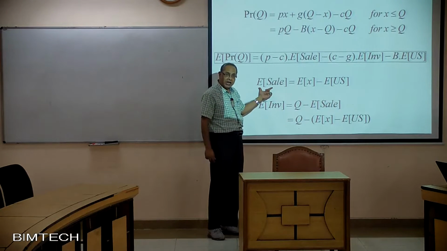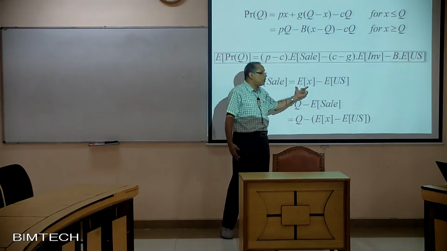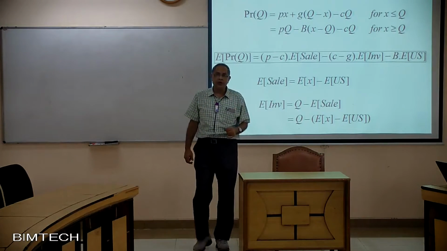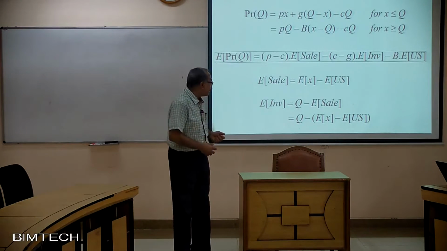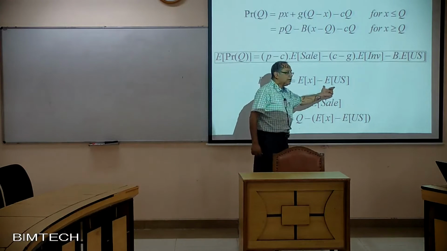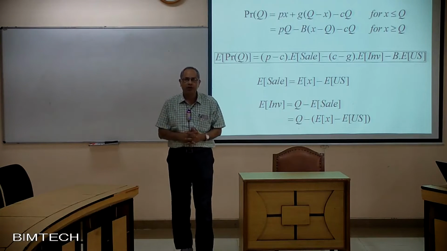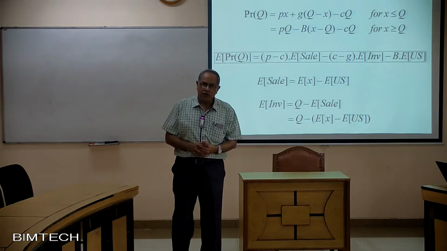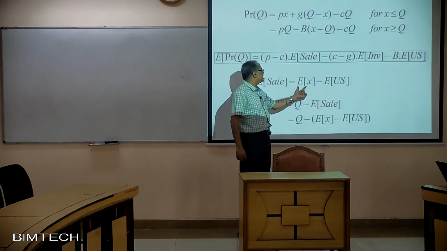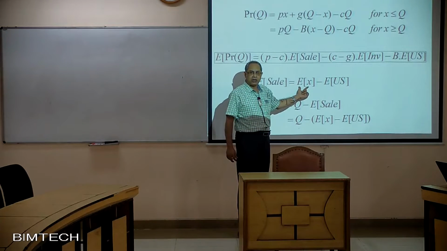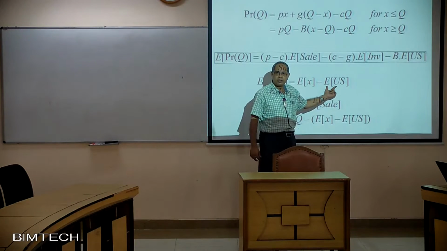Expected sale, which means whatever we are able to sell, is equal to the expected demand. Whatever is the demand, we may be able to sell that, minus the expected units short. Now, why are we saying this? We are saying this because this expected sale is going to be exactly equal to the expected demand whenever expected unit short is 0.